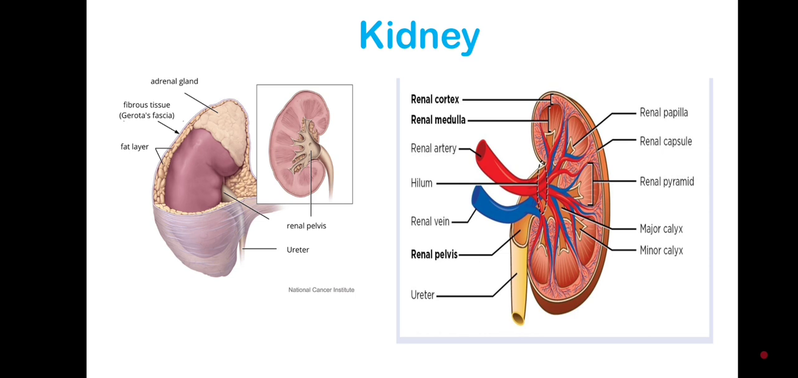The next region of the kidney is the renal pelvis. The renal pelvis is a funnel-shaped cavity that collects the urine from the renal pyramids, and the urine drains into the ureter from this renal pelvis. It contains the major calyx and minor calyx, which collect the urine from the papillae, the tips of the renal pyramids.